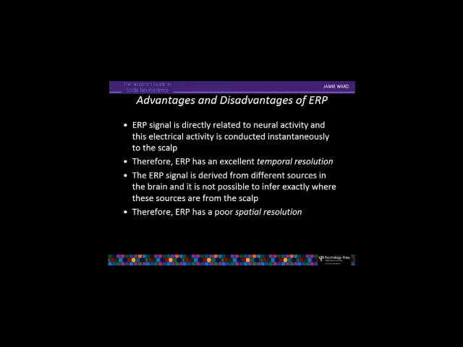But it has a poor spatial resolution. You can't necessarily tell from the signature at the scalp where it's coming from. Also, there are some regions of the brain where the neurons aren't aligned with each other, or they're aligned in such a way as to cancel each other out. So you can't detect EEG signals from the hippocampus. Again, these key regions, just because of the anatomy as to how the neurons are laid out.